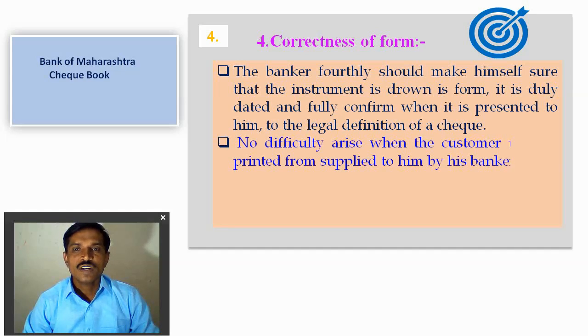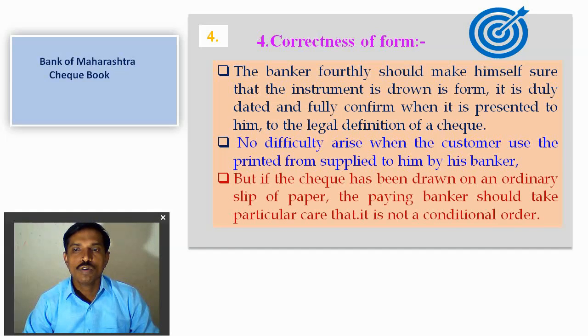No difficulty arises when the customer uses the printed format supplied to him by his banker. But if the check has been drawn on an ordinary slip of paper, the paying banker should take particular care that it is not a conditional order. So, regarding correctness of the form, whenever the bank provides the printed checkbook, there is nothing to worry about. But whenever the customer draws money using a slip or ordinary paper, at that time the paying bank should take proper precaution. So correctness of form is necessary to check by the paying banker.